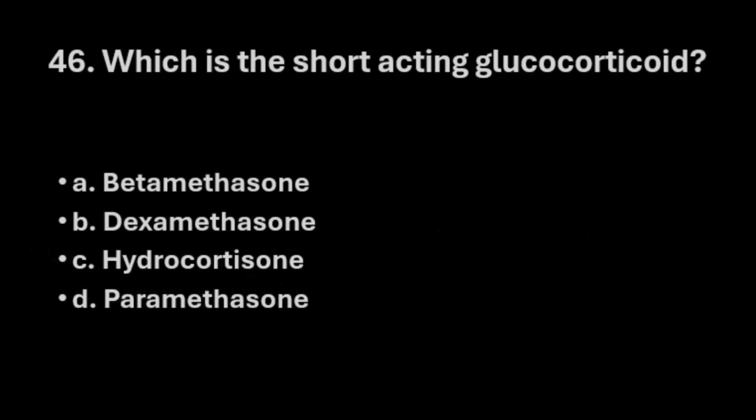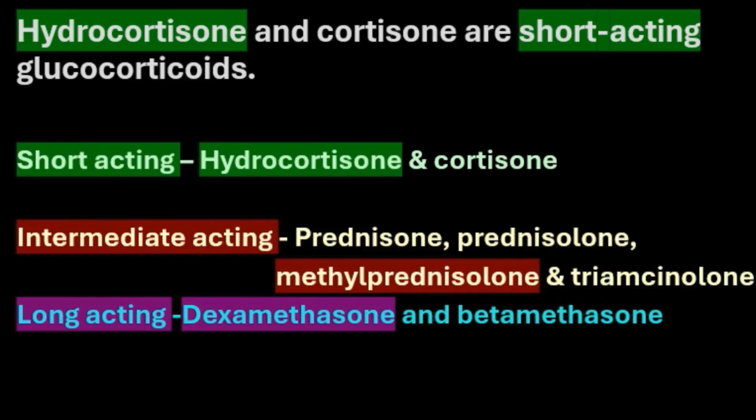Next question. Which is the short-acting glucocorticoid? Option A, betamethasone. Option B, dexamethasone. Option C, hydrocortisone. And option D, paramethasone. Let us see the right answer here. The right answer is option C, hydrocortisone.